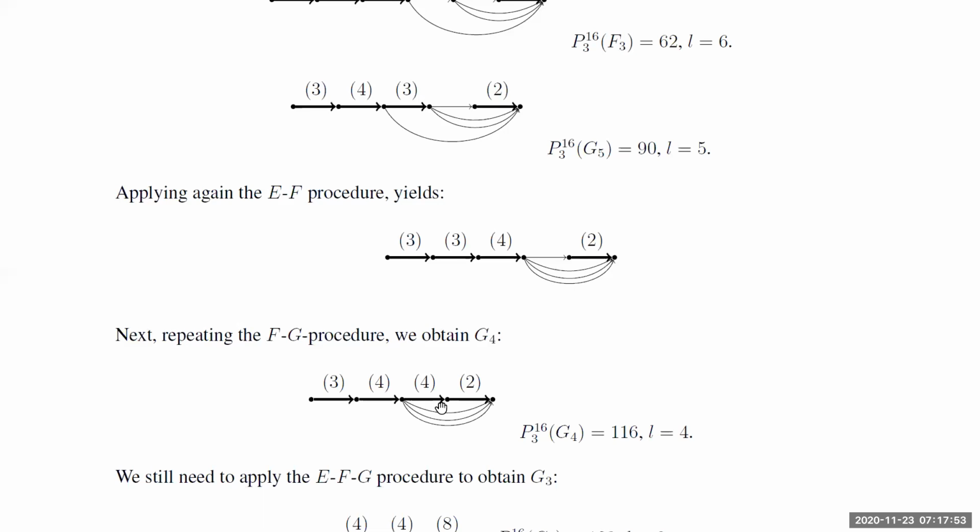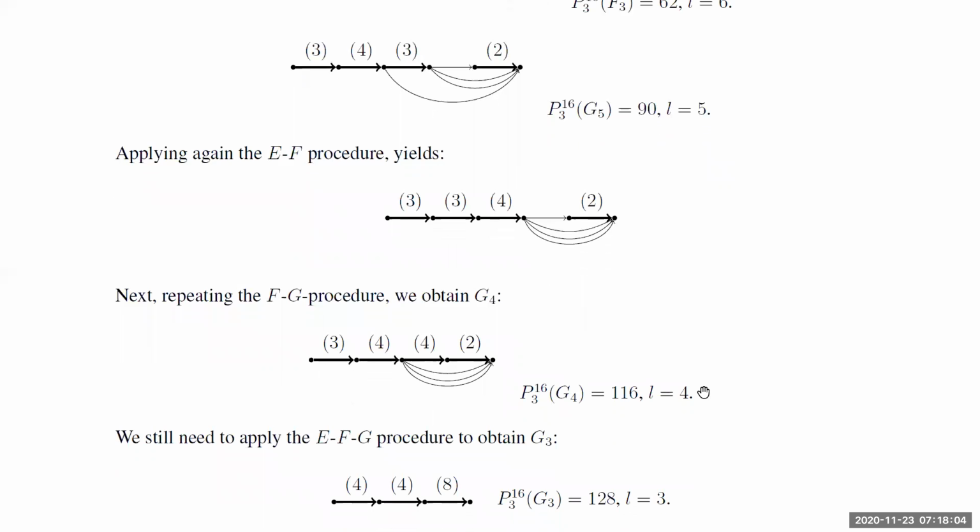So now our graph is getting simpler and simpler. Again, it's very easy to compute the number of all paths of length k, of length 3 in such a graph, and it's 116. Now, the longest path in our graph is of length 4, so this is why now it's designated G4.